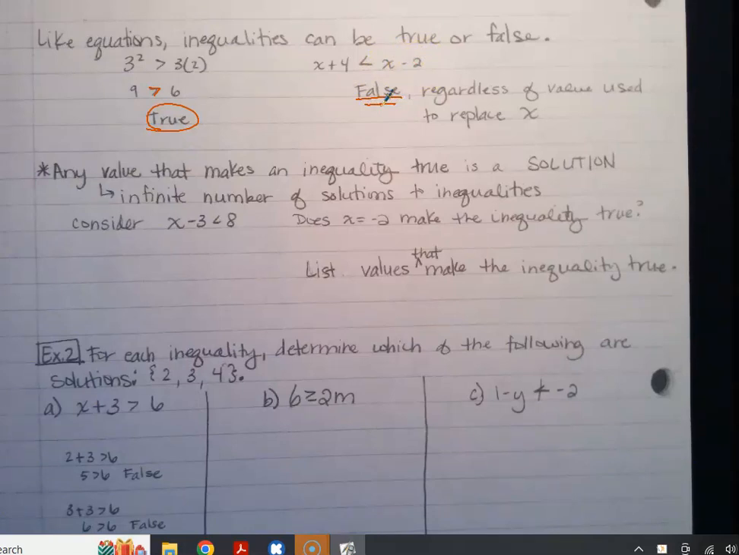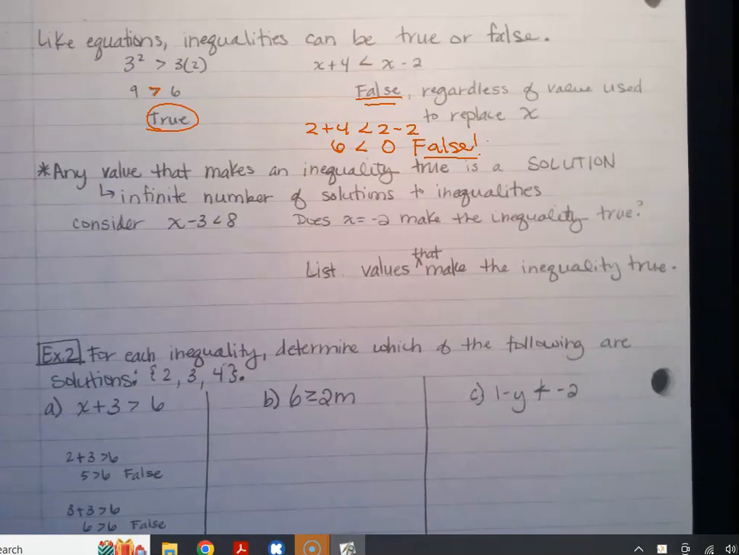It doesn't matter what we pick. So give me a value for x. 2. Okay, so if we put 2 in there, we would have 2 plus 4 is less than 2 minus 2. 2 plus 4 is 6. 2 minus 2 is 0. Is 6 less than 0? No, this is false. Right? It doesn't matter. Give me another value for x.